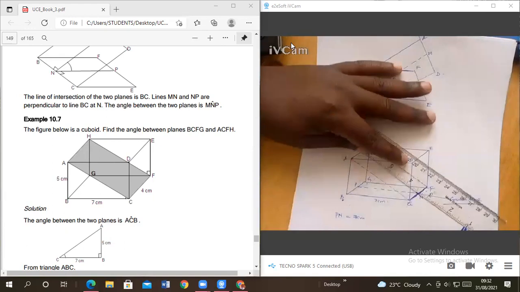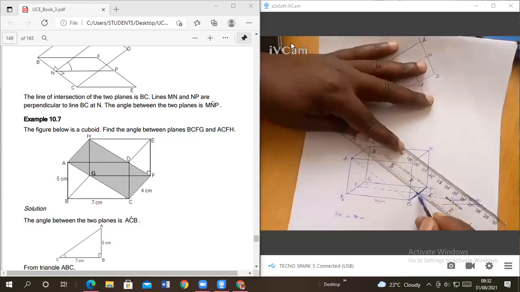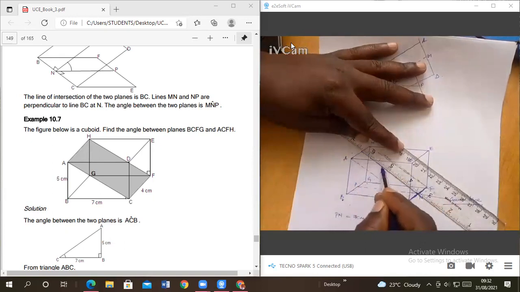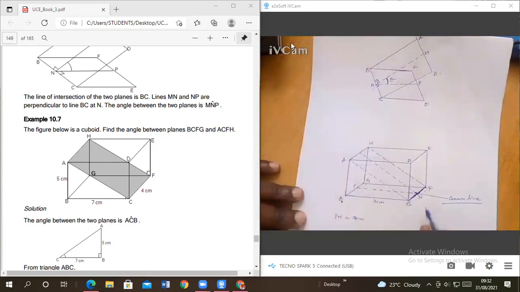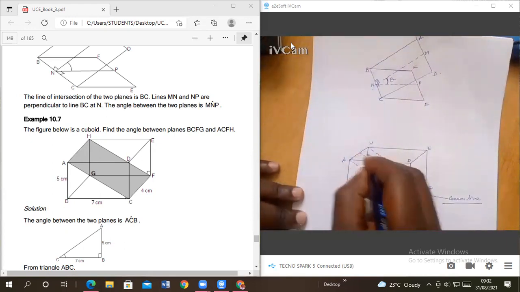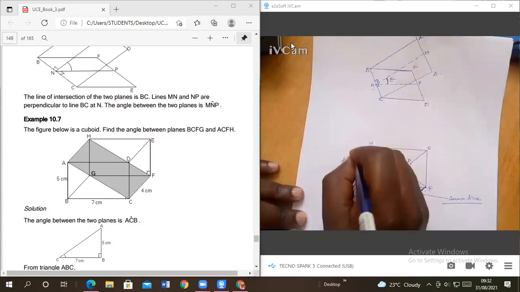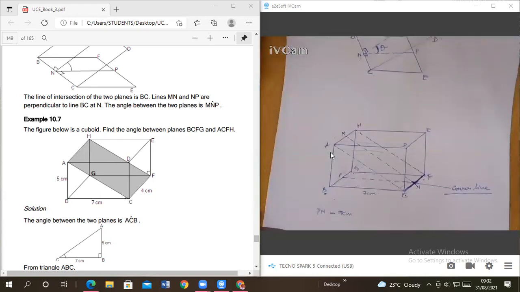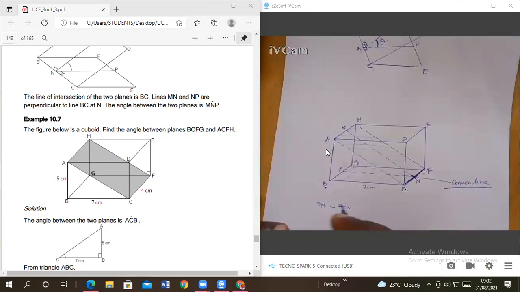Okay, and I draw another one from N to meet this other line. But this line I'm drawing is bisecting that upper plane. I can call this one M. I'm zooming there for you to see it clearly. So what is MN? How are we going to find MN?